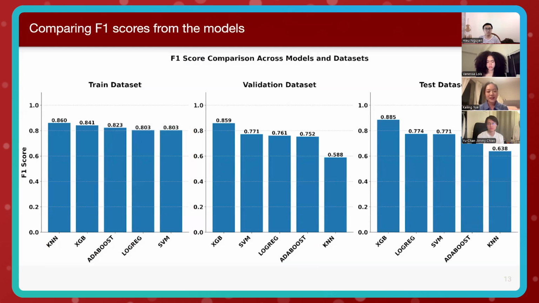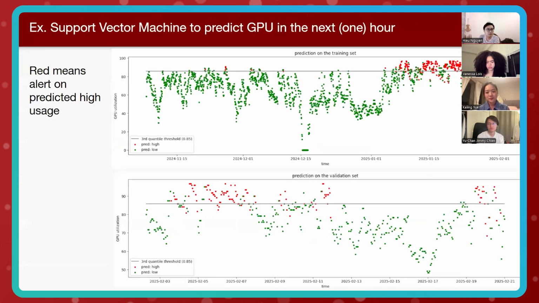So in the next slide, we compare the F1 score across the 5 models in a training, validation, and test framework. We can say XGBoost performs the best in testing and also in the validation dataset, while KNN shows some signs of overfitting. And we also use tools to understand what features contain the most information. Next, please.